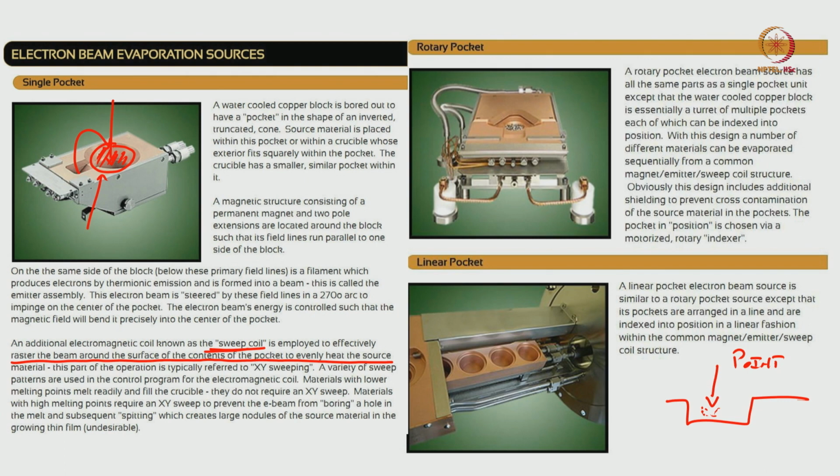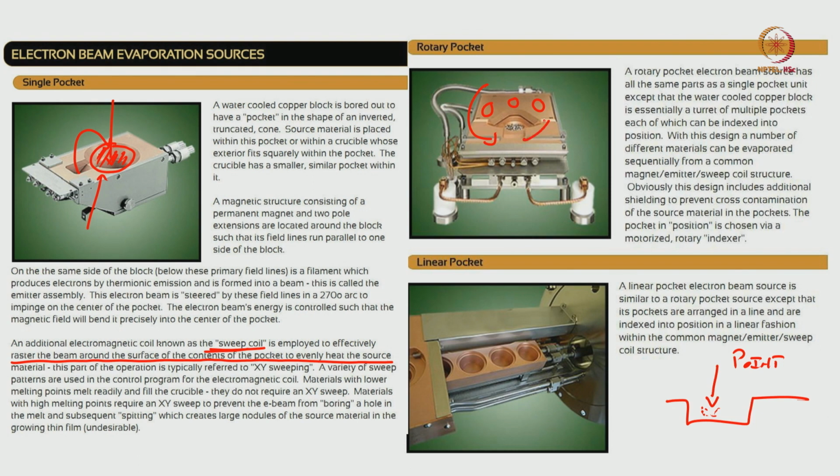Now, this is only for one source. What if I want to deposit multiple sources? That is why we have a rotary pocket and a linear pocket. As you can see in the rotary pocket, the other crucibles are shielded by this particular shield. The circle that I have drawn here is behind the shield, or below the shield. So, whichever material you want to deposit, you just bring that one into the site of the electron beam. First, if this is the material you want to deposit, you can open this one and all the others would be shielded by the shield.